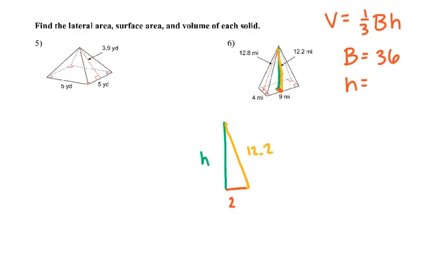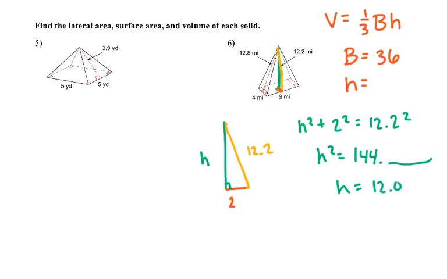Now we're going to use the Pythagorean theorem and solve for the height. So we've got h squared plus 2 squared equals 12.2 squared. When we solve for this, we get h squared is equal to 144.08 or something. But anyway, when we take the square root, h is 12.03, which is about 12.0. So we're just going to use that 12.0.